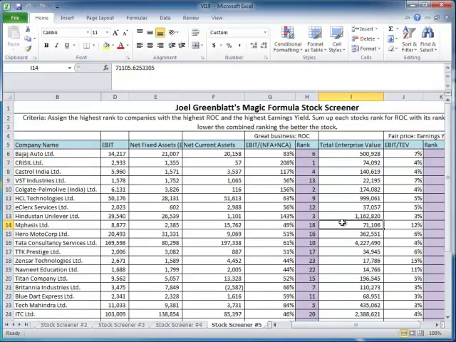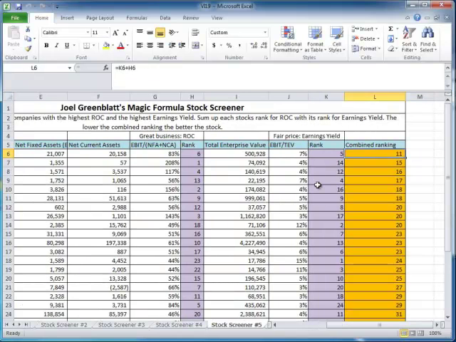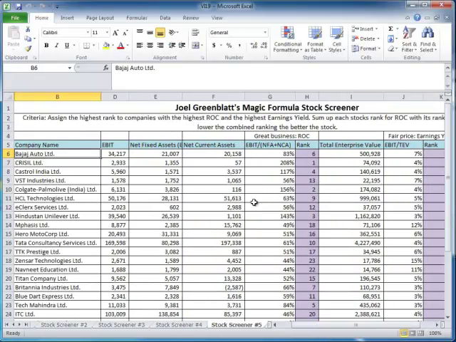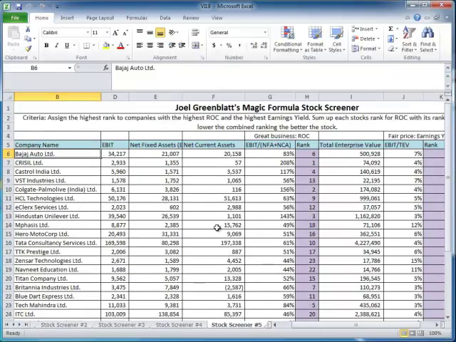The next thing we have is the total enterprise value, right? And then we calculate the earnings yield, which we've defined as EBIT over total enterprise value. And then again, we rank these with the highest number getting rank 1, and so on and so forth. And then here we get the combined ranking where we just sum these two. Okay, so these actually ended up being sorted by the combined ranking, right? So then Bajaj Auto is first in the list because it has the lowest combined ranking.